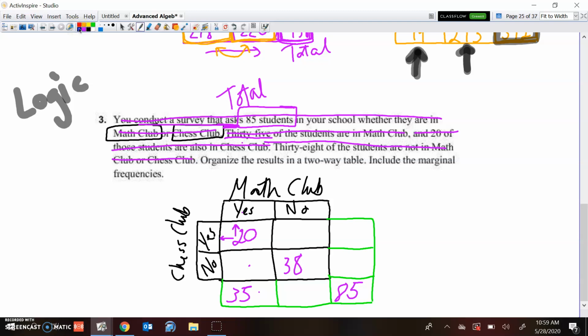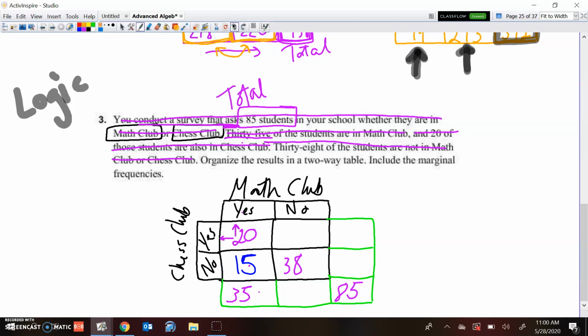So now I'm just going to go ahead and figure out this number here. I know that there were 20 that said yes to math. I don't know the number that said no to math, but they have to total 35. So if I just use a process like subtraction or thinking backwards, I can figure out that's going to be 15 students that said no to math. I'm sorry, no to chess, but yes to the math club. Yes, they're in this column. They said yes to math, but no to chess.